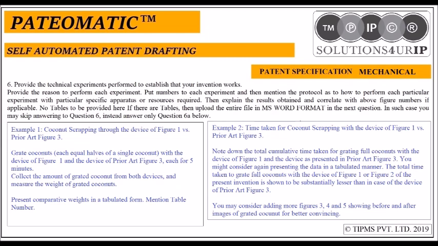Thus, enablement is one of the most crucial requirements in a patent specification and also the most important part of PATEOMATIC as well. Therefore, I repeatedly urge you to read the slides properly again and again to understand the specificity of the answers sought in each of the following questions to describe and fulfill the requirement of patent enablement.